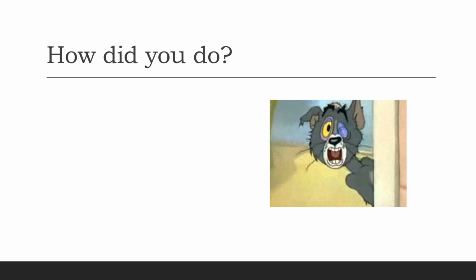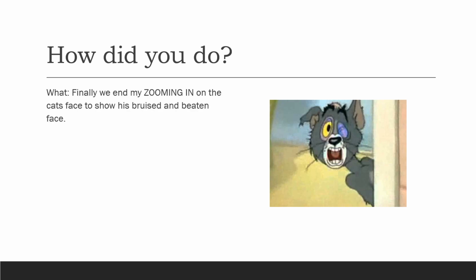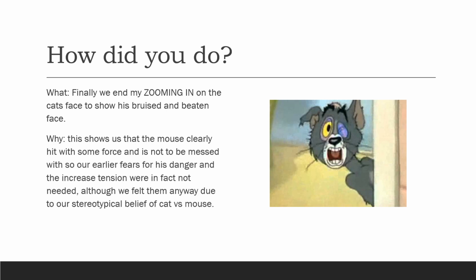On our last image, we've zoomed back in. So we zoom in on the cat's face and show him bruised and beaten. But why do that? Well, it shows us that the mouse clearly hit with some force and is not to be messed with. So our earlier fears for his danger and increase in tension were in fact not needed. Although, as readers, we felt them anyway, because we stereotype cats and mice to be a very one-sided battle.